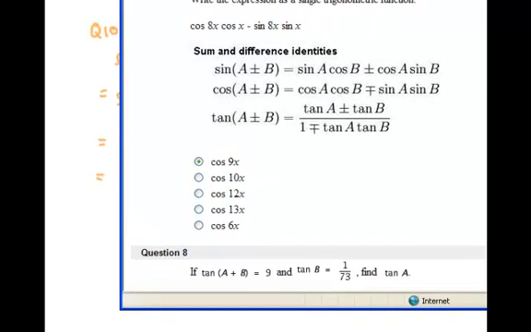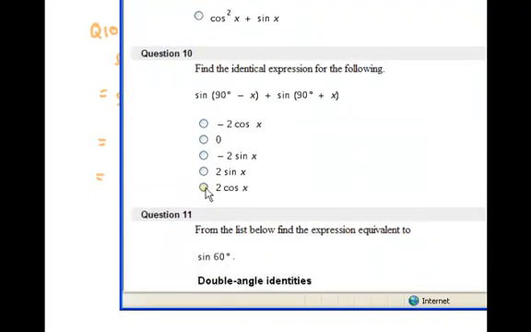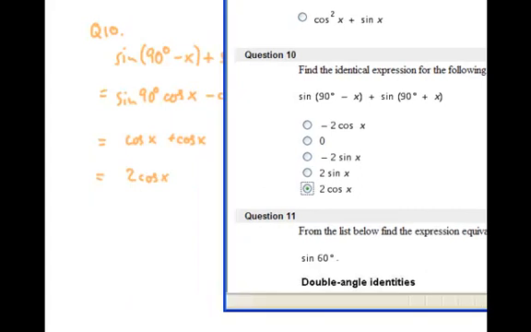And when I look at the right answers, it's this one here. Is that what I did? Yep, 2 cosine x.